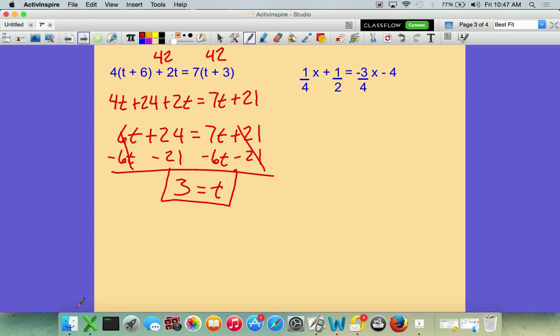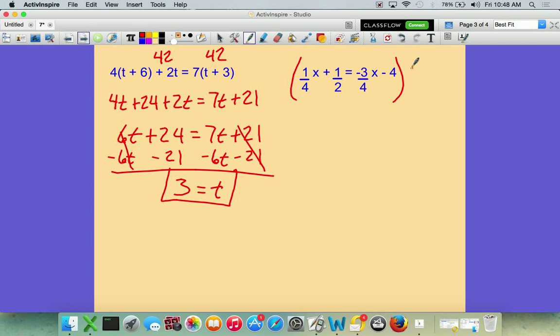With the one on the right, I always think if you can get rid of fractions, do it. Make it easier on yourself. How we would get rid of the fractions here is multiplying by a common denominator. It doesn't have to be the least common. If it is the least common, it makes it easier, it keeps the numbers smaller, but it just has to be a common denominator.